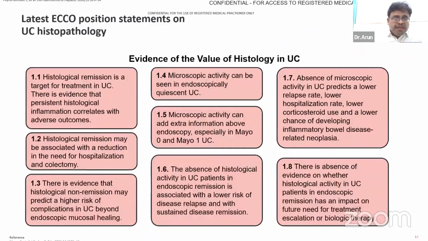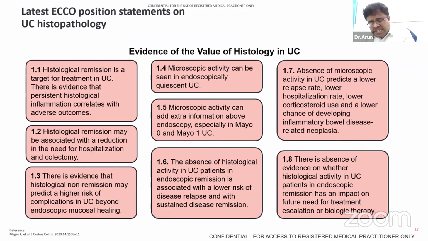Apart from that, as per the ECCO statement, what they mention in the histopathological guidelines for UC is that there are 8 pointers that have been taken into account. So the main pointer will be histological remission. You need to give significant importance to it in UC. The reduction of the hospitalization rate has to be maintained, higher complication rates have to be prevented, and mucosal healing has to be significantly improved when you use histological remission scoring, and microscopic activity can be seen in the endoscopically quiescent phase of UC. That's very important to take into account.